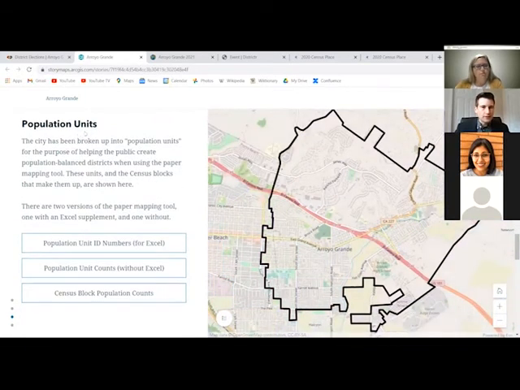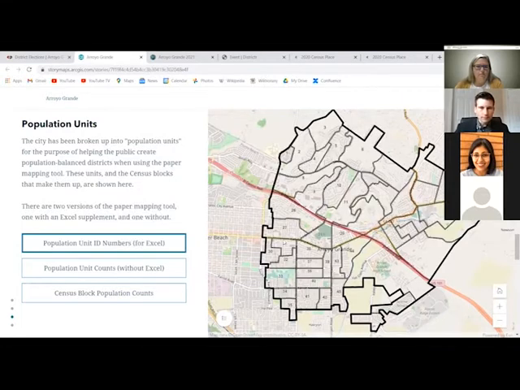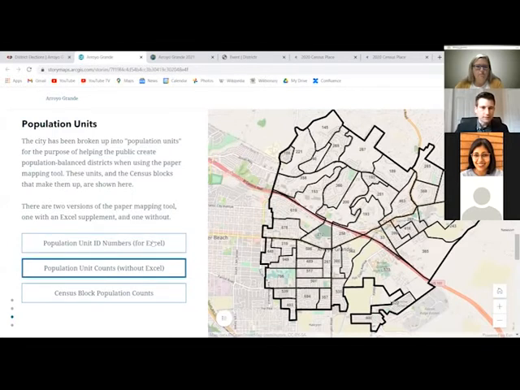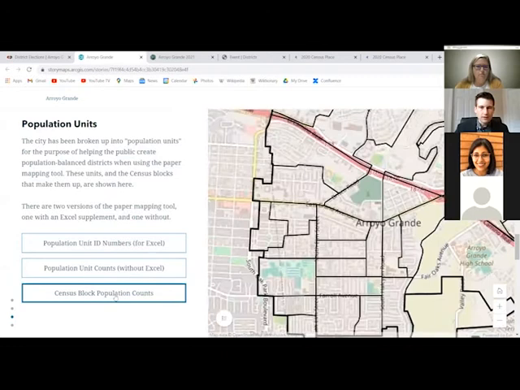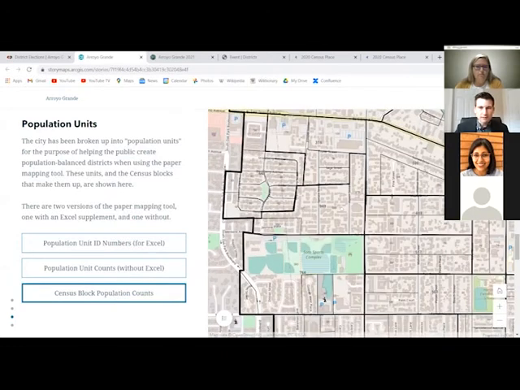If you scroll down here, you'll see population units. And these are units that you'll see on the paper map. And what we've done is put them on the story map as well. So you can see what the population units look like. And you'll see that you can look at their ID numbers or their population counts. And you can even look at individual census blocks and their population counts.